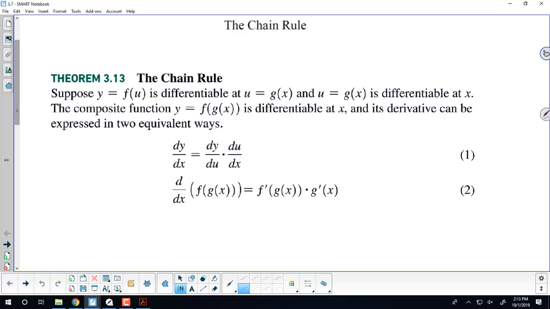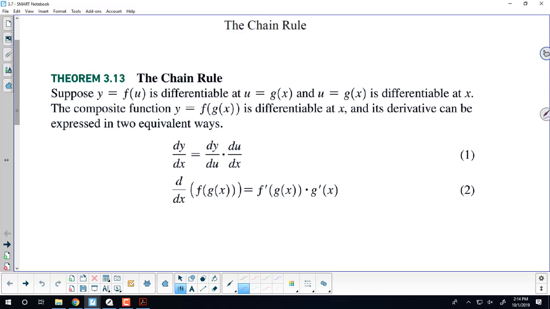So 3.7, the chain rule. The chain rule tells us how to differentiate a composition of two or more functions. There's two different versions presented here, and we'll talk about both of them. Maybe work one example using both of them just to see which one you prefer. I honestly prefer version 2, but it doesn't matter which one you use. It's the same statement.